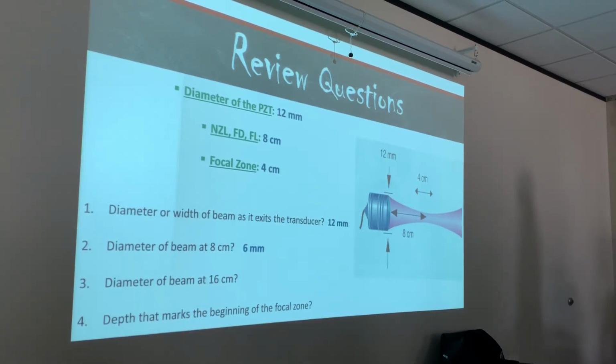So the diameter of the beam at 8 centimeters, at the focus, is going to be half of the transducer diameter. Transducer diameter is 12 millimeters. Half of that is 6 millimeters. That's what our diameter of the beam is going to be at 8 centimeters.